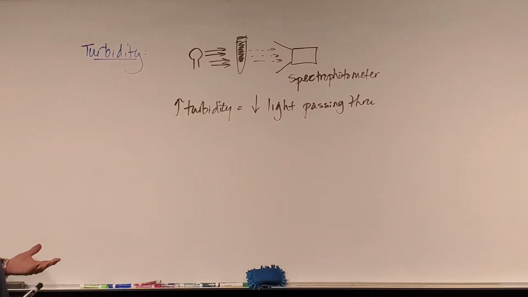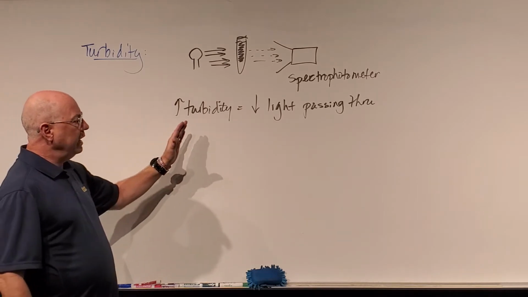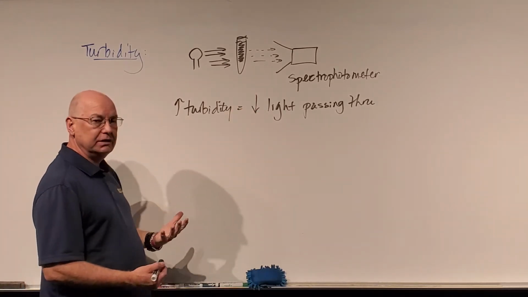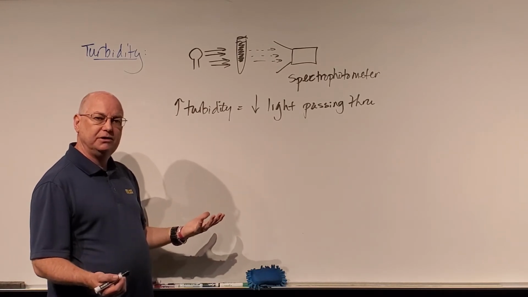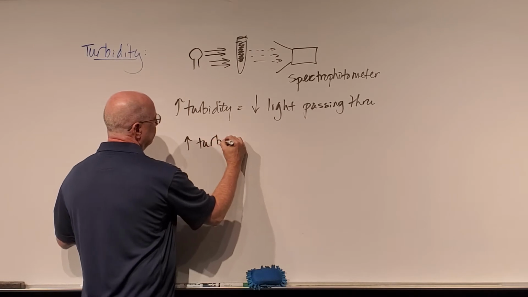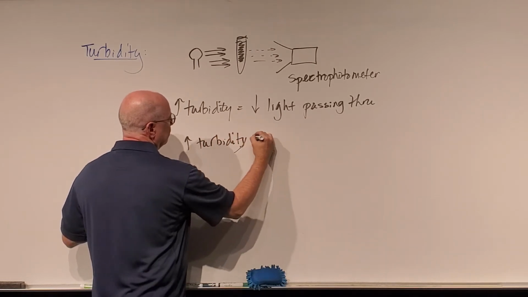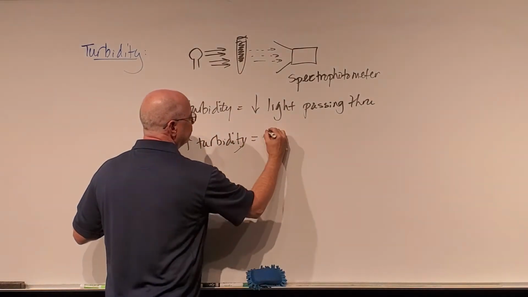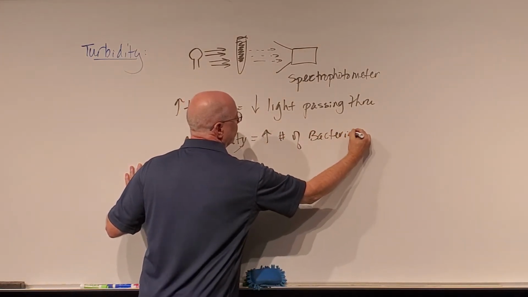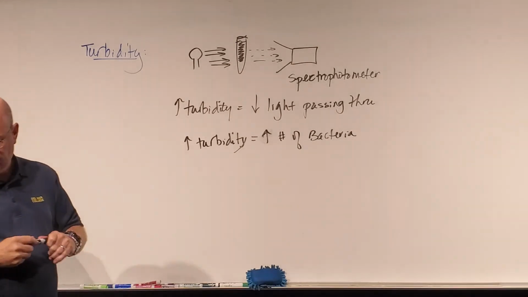But you can measure the turbidity of growth, and the more turbid it is, the less light would pass through, and the more turbid it is means the higher number of bacteria. So increased turbidity can also mean an increase in the number of bacteria, or whatever microbe you're measuring. We're focusing a lot on bacteria.